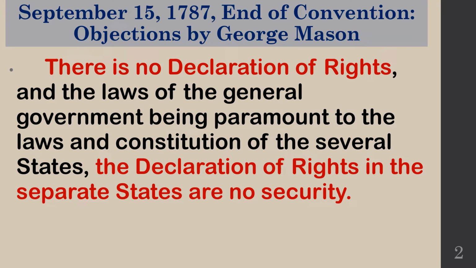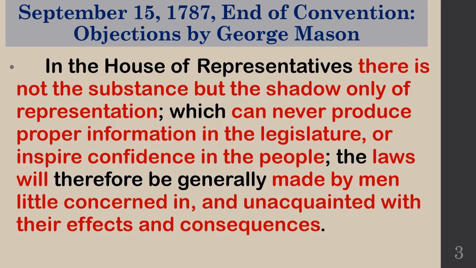In there, one of the objections was that there was no Declaration of Rights, and that the Declaration of Rights in the states was no security for the rights of the citizens. In those objections, Colonel George Mason also stated that in the House of Representatives there was not the substance but only the shadow of representation, and this could never produce proper information or inspire confidence in the people, and that the laws would be made by men little concerned in and unacquainted with the citizenry.